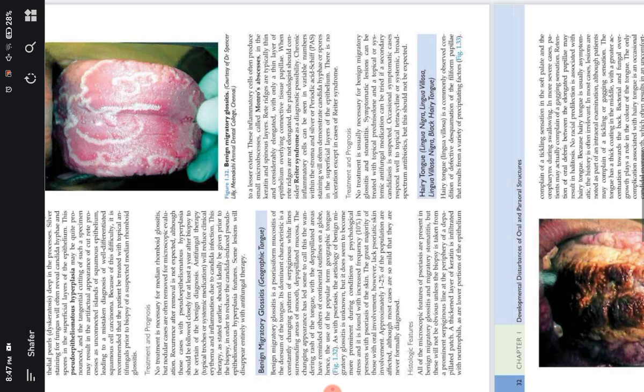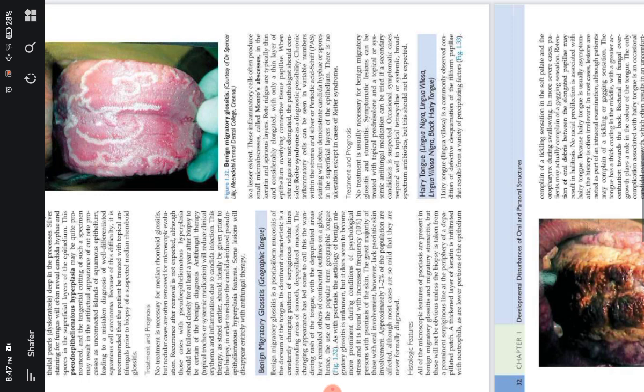Rete ridges become thin and considerably elongated, with only a thin layer of epithelium overlying the connective tissue papillae. When the rete ridges are not elongated, this disease is considered as Reiter's syndrome. So it becomes a differential diagnosis. Differential diagnosis means a disease which appears the same as the suspected disease.